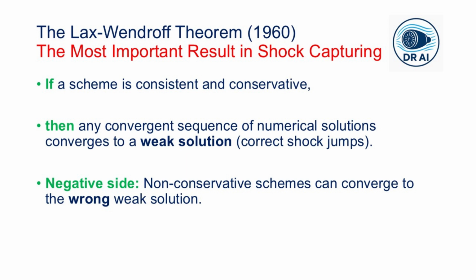Across a shock, the integral form is still valid and it gives the Rankine-Hugoniot jump conditions. So those conditions tell you exactly how much density, velocity, and pressure change across a shock, and they determine the shock speed too.